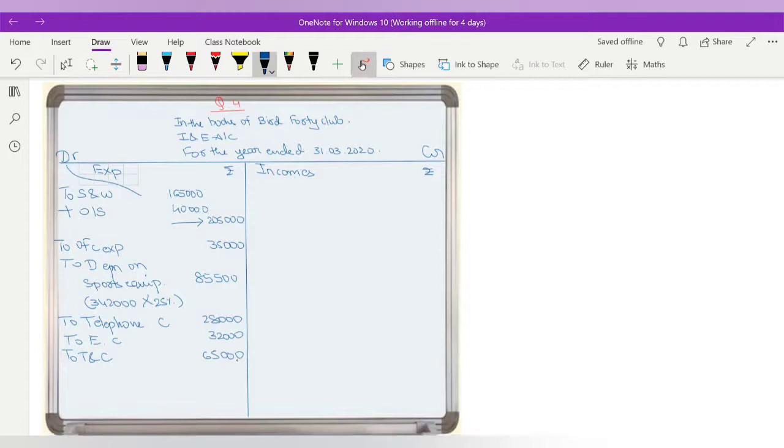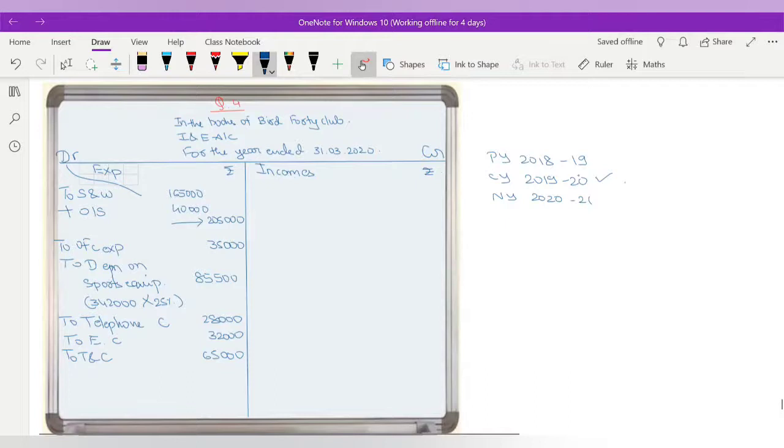Then come to the receipt side. Opening balance is given, that will be taken to the opening balance sheet. Then subscription, 65,000 is relating to 18-19. We are preparing for which year? We are preparing income and expenditure as on 31st March 2020. It means what is my current financial year? I will write it here somewhere. Current year is 2019-20. Previous year is 2018-19. Next year will be 2020-21.